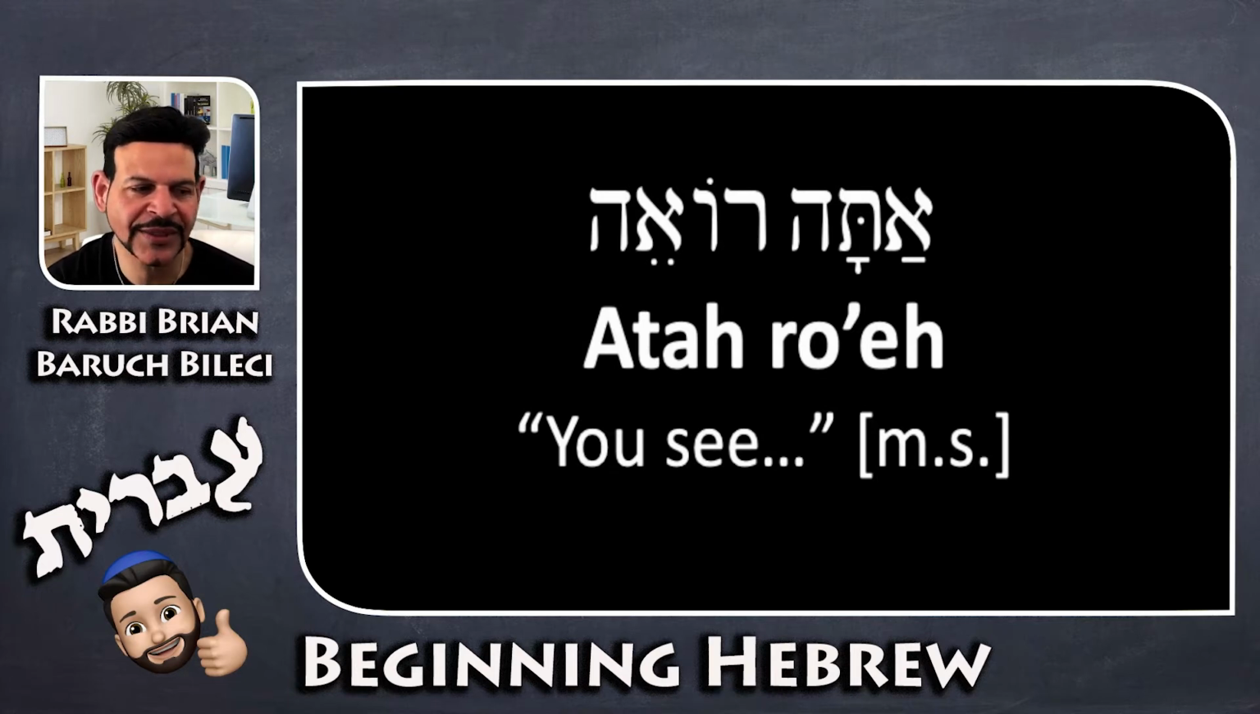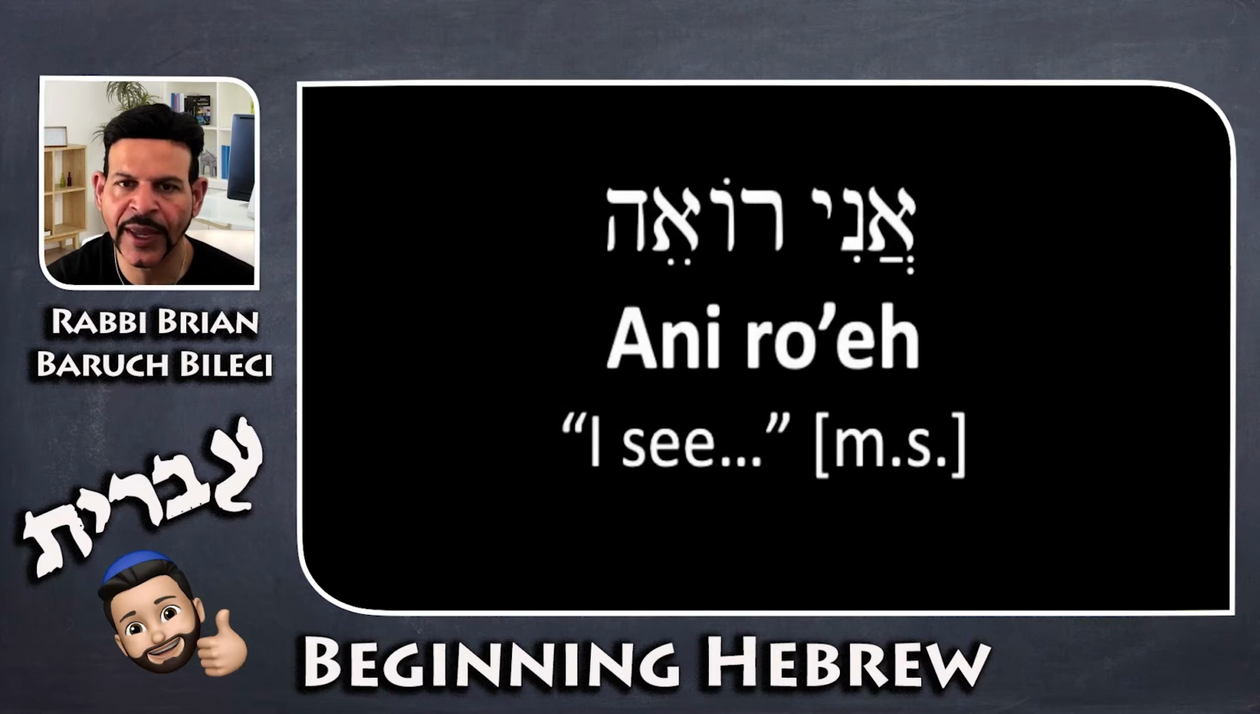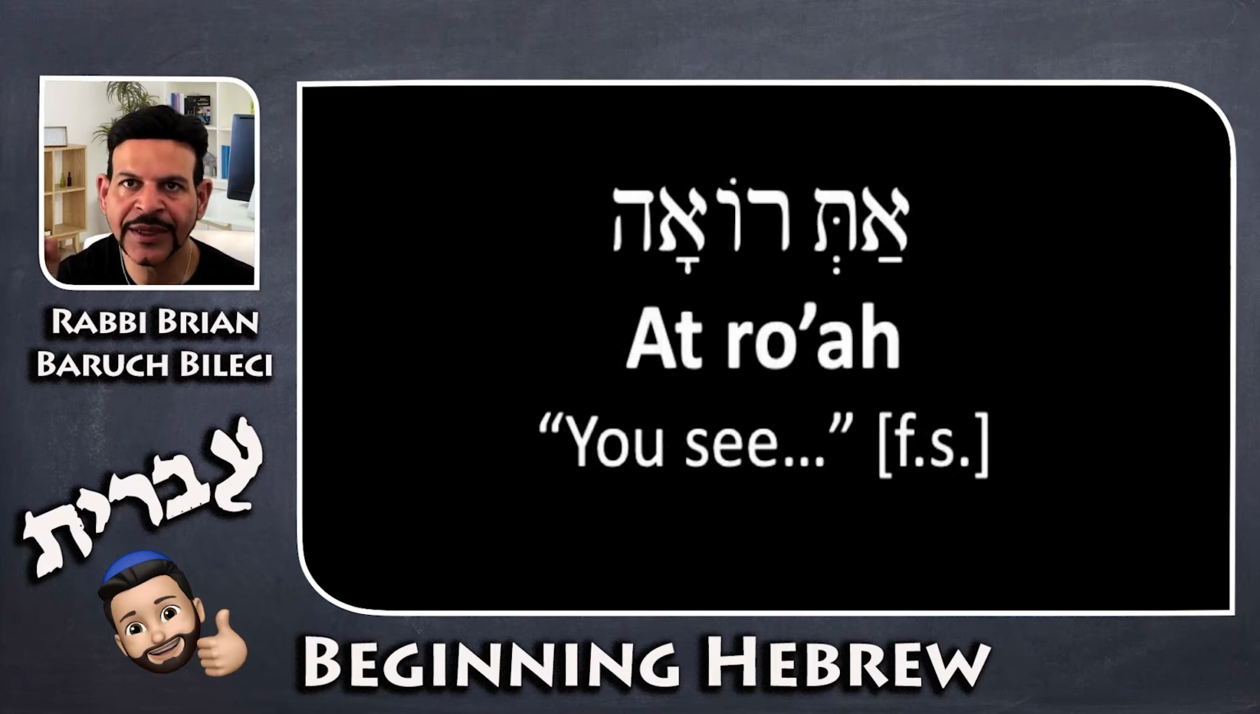So we see ata ro'eh is the same conjugation as for ani ro'eh, and it stays the same. Now, what would it be for a woman? Well, first of all, at is the feminine second person singular form, you. So we have at, not ata, at. So notice it gets shortened. Now this is unusual in Hebrew, that usually the ah sound means it's feminine. In this case, it's the reverse because God created the man first.